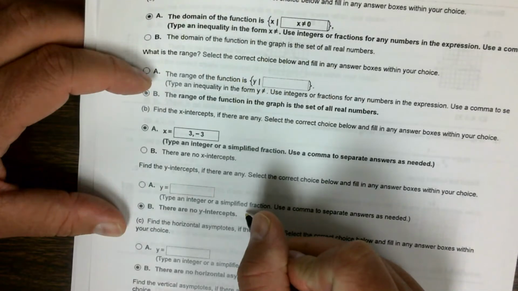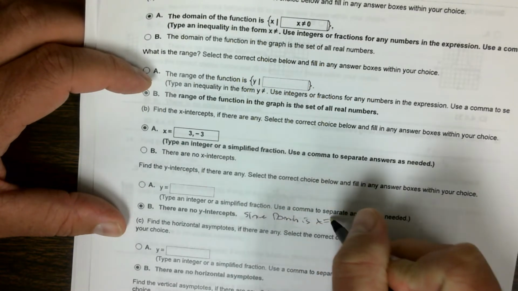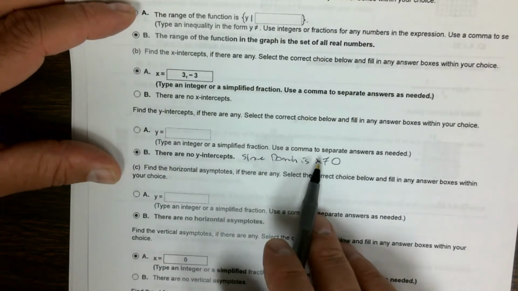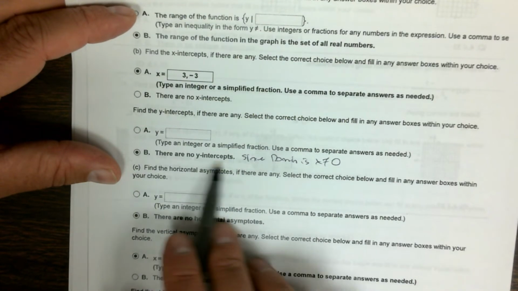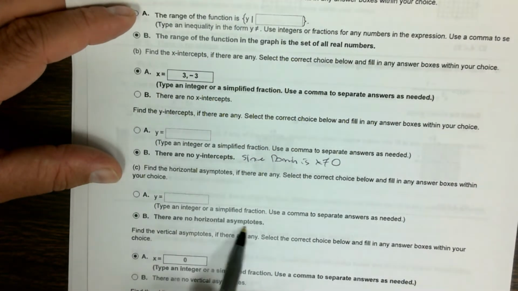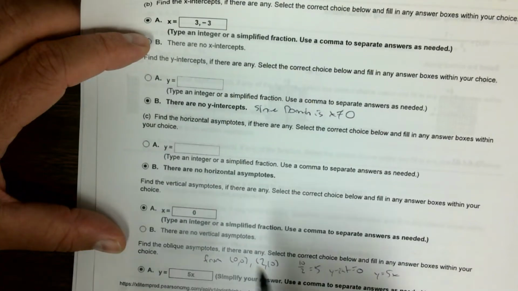The reason is because the domain is x not 0. So you might want to make that note. If your domain is x not 0, then you're not going to have a y-intercept. Okay. And also in this problem, you don't have a horizontal asymptote, but you would have a slanted asymptote. Your vertical one would be x equals 0, like we said before.